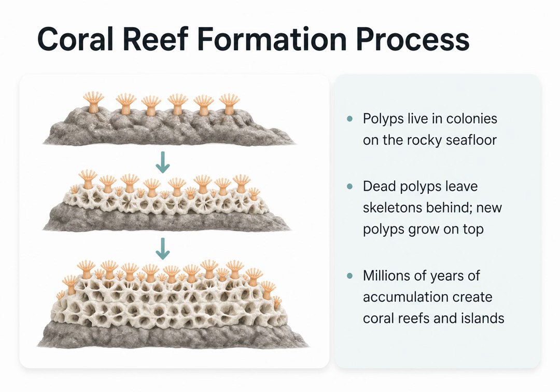When the older polyps die, they leave their hard skeletons behind. New generations of polyps then grow directly on top of these remains. Over millions of years, this continuous cycle builds up massive layers of rock, forming coral reefs, which can even evolve into entire coral islands, like Lakshadweep.